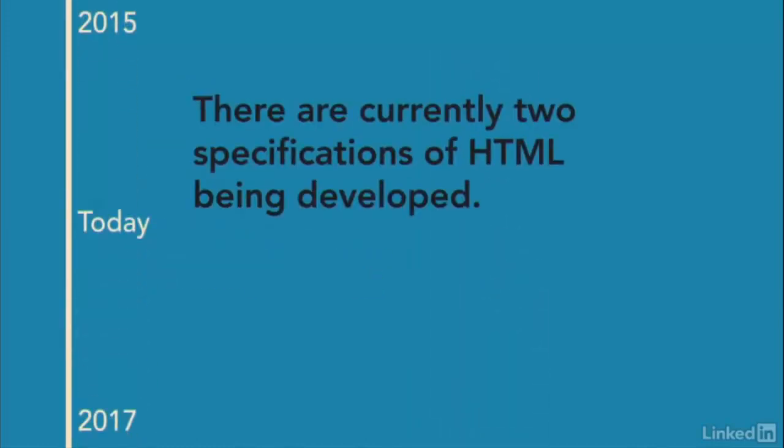So that leads us to the current state that we find ourselves in, which is we have two specifications of HTML being developed at the same time. One by the W3C and one by the Web Working Group. The two groups do cooperate with one another, but the specifications are considered independent of one another.